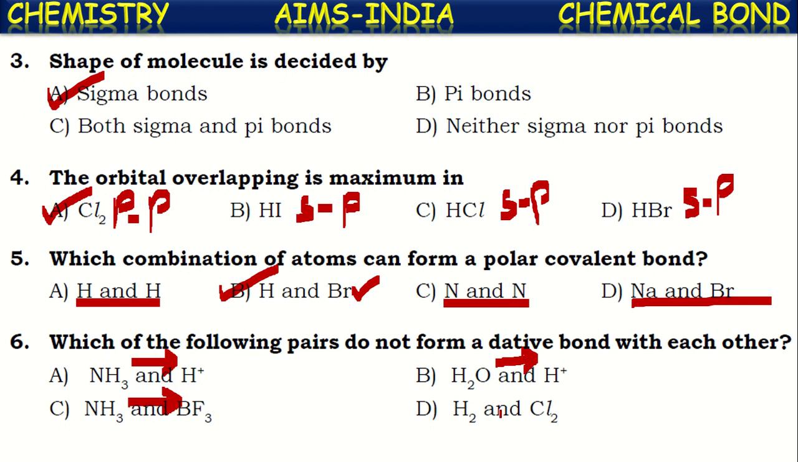And what about here, H2 and Cl2? No one is ready to accept a complete pair of electrons. Each is ready to accept one more electron by covalent bond formation, and hence they result in the formation of a single covalent bond, not a coordinate covalent bond. So this is the pair which does not form a dative bond. They can form only a normal covalent bond or non-polar covalent bond. Right? That is the answer.